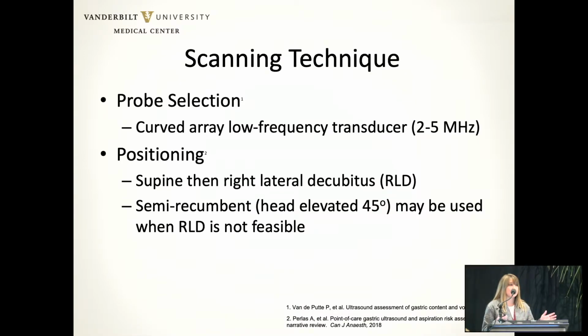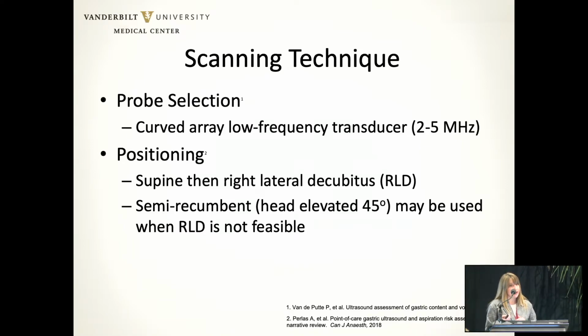Okay, so how do we get the images I just showed you? We're going to start by selecting the right probe. You're going to start by selecting a low-frequency curved array or curvilinear probe. I have also done this with a phased array probe. Your phased array probe is obviously used for cardiac and lung ultrasound. I have used a phased array probe, but it doesn't give as wide of a view as a curved probe, given its footprint. So if you have a curved probe, best to use a curved probe.